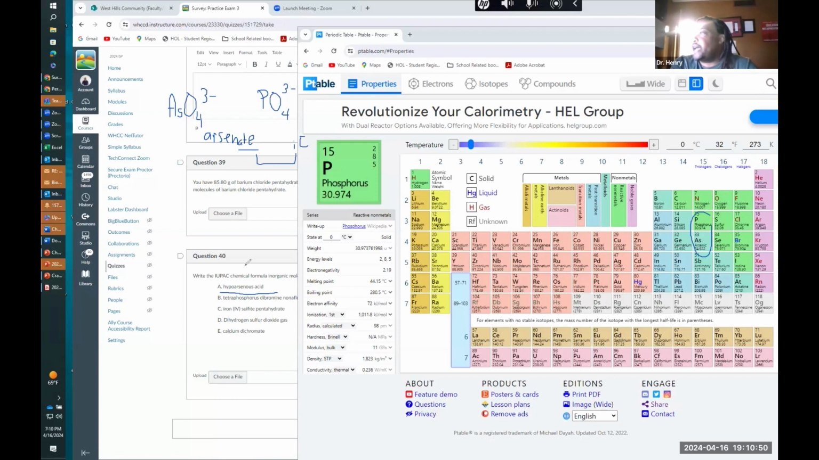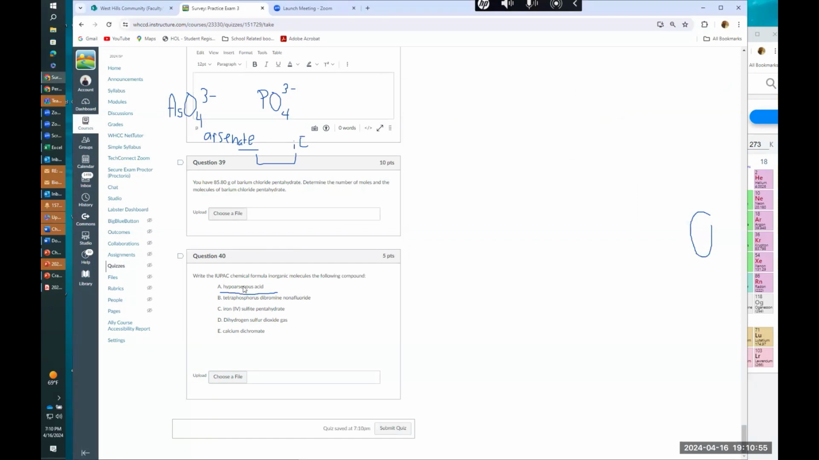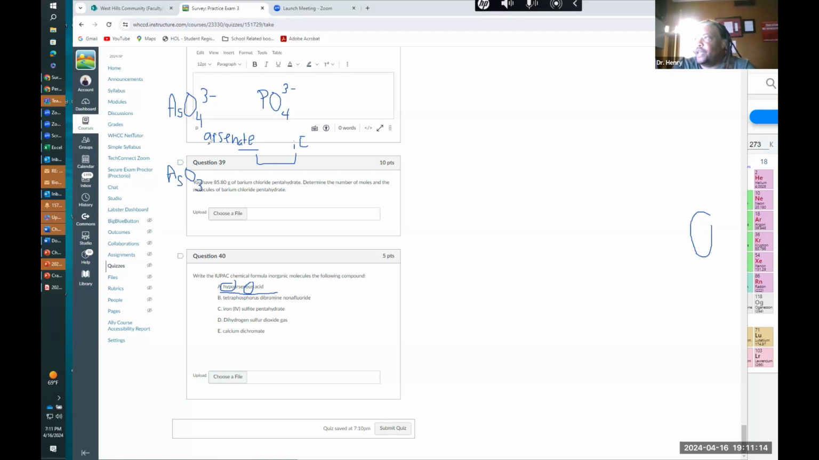Now, our acid, if we look at the name of our acid, it's arsenous, O-U-S, right? And it also has a hypo as well. So if we go down one, lose one oxygen, so it's AsO3, and that's 3 minus still, that's going to be called arsenite.